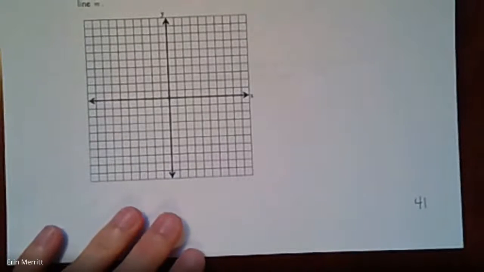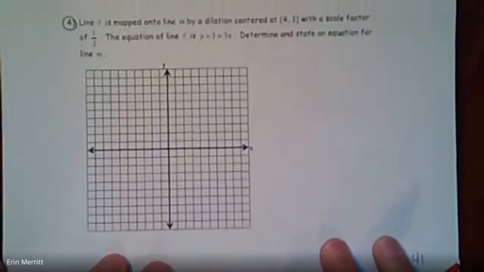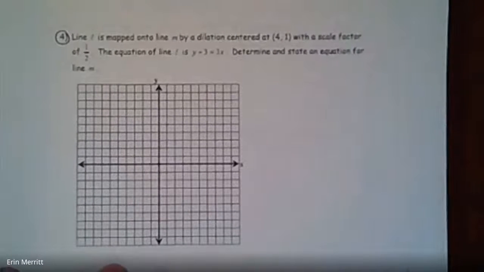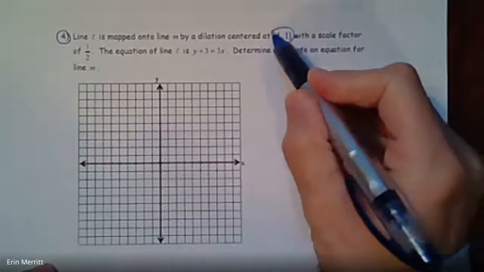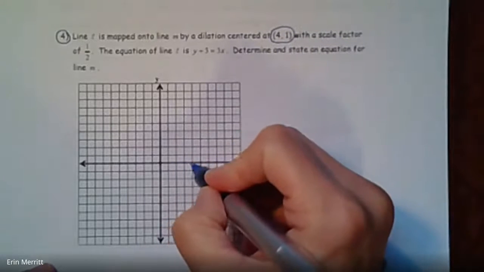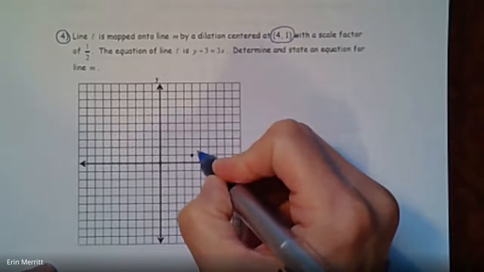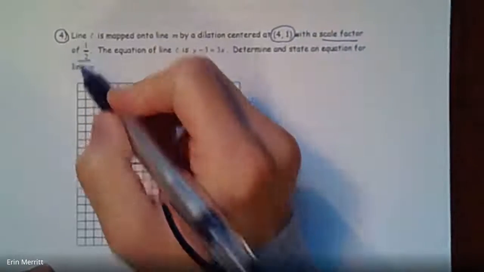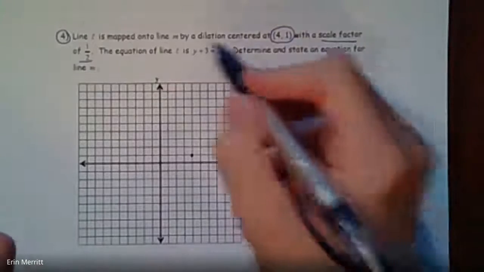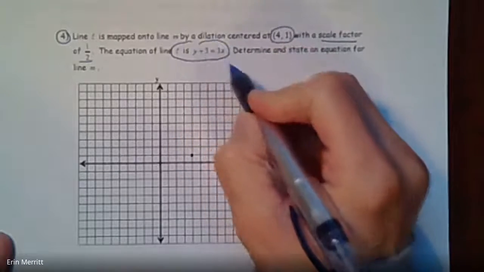Number 4 is the next one that I wanted to do with you guys. So number 4 says line L is going to be mapped onto line M by a dilation centered at 4, 1. So come over to 4, 1 and plot that point. That's going to be our center of dilation. The scale factor is 1/2. That's why I picked this one. It's a little different. So the equation of line L is given here.